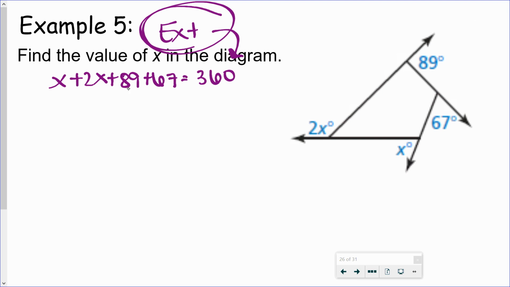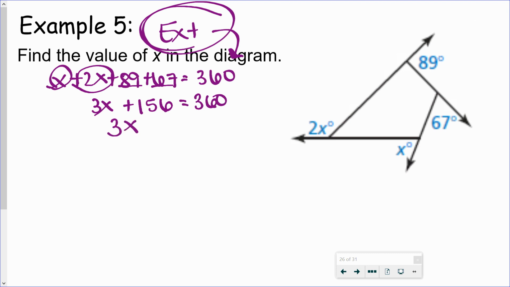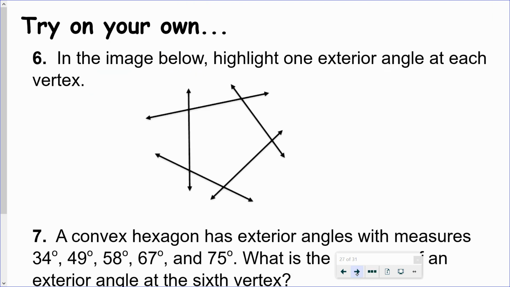So you add all of those together. When I add 89 plus 67, I get 156. And then when I add x plus 2x, I get 3x. Okay, and when I subtract 156, I get 204. So x is equal to 68. And it asked for the value of x, so I know I'm done because that is the value of x. Now, if you wanted to plug it in and check that they add to equal 360, that'd be a great way to check your answer.